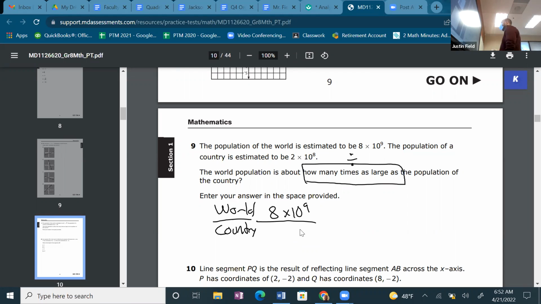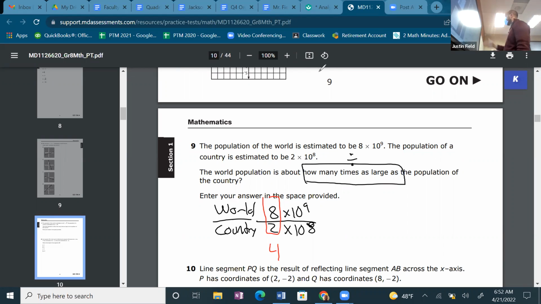And then what goes on the bottom? 2 times 10 to the 8th power. And so now you might be thinking, well, now I don't know what to do. It's okay. Let's just take one part at a time. So what's 8 divided by 2? 4. You can do that.